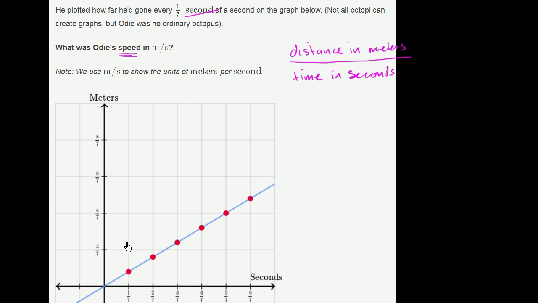So the easiest thing, let me find a point that I can clearly read how far Odie has traveled. So it looks like this point right over here. It's clear that the distance in meters is 4/7. So I'll do that in the numerator, the distance in meters.